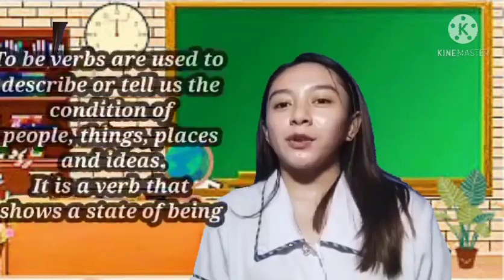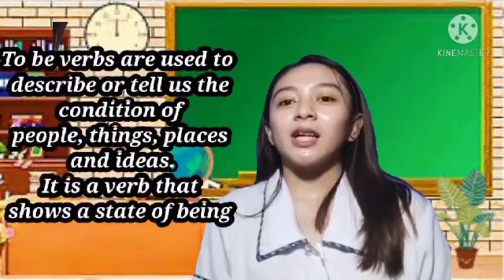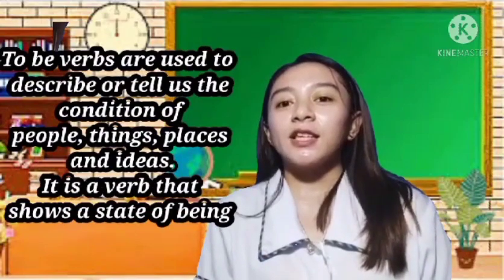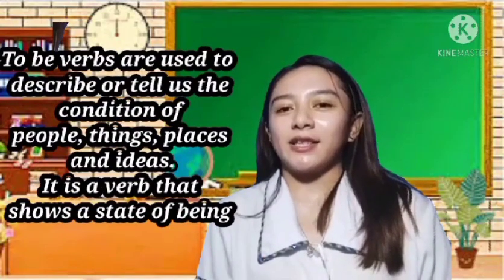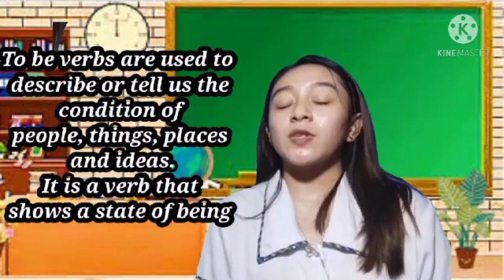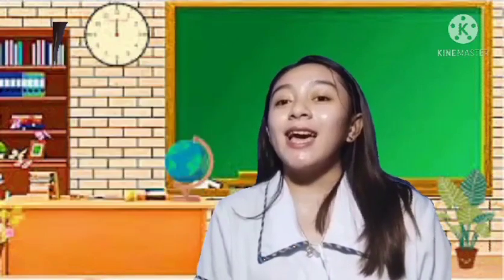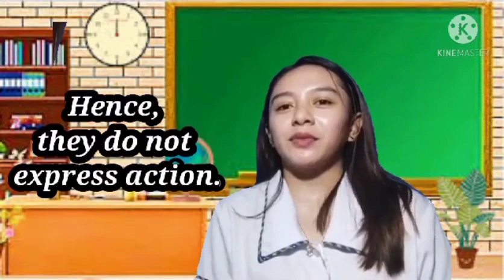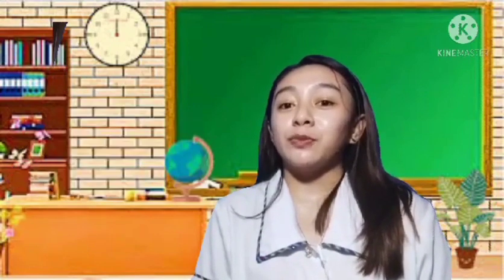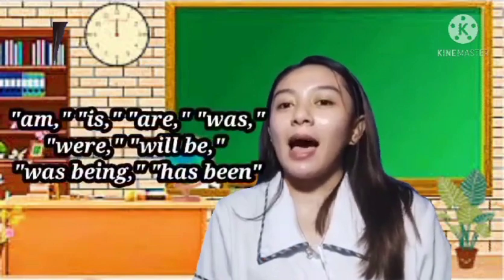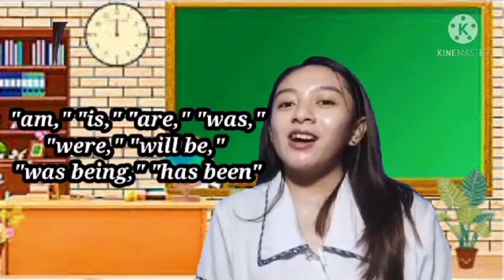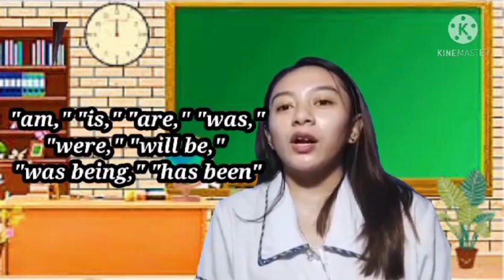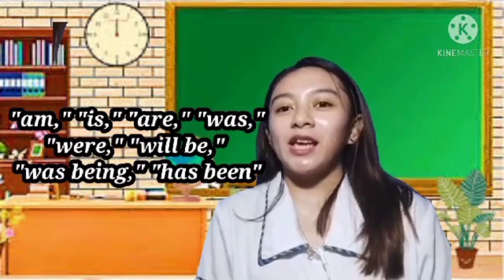To be verbs are used to describe or tell us the condition of people, things, places, and ideas. It is a verb that shows a state of being. Hence, to be verbs do not express action. The most common to be verbs are am, is, are, was, were, will be, was being, and has been.